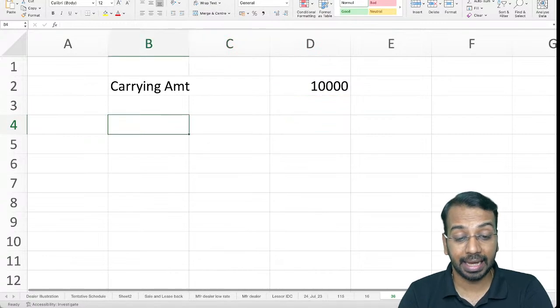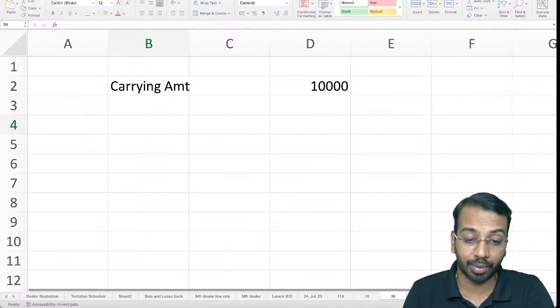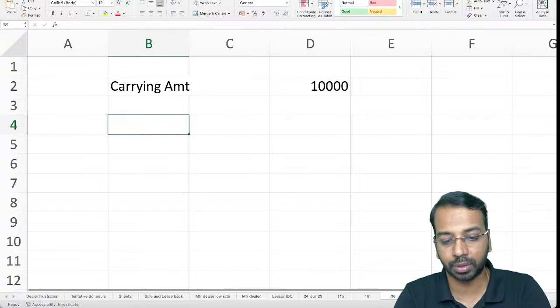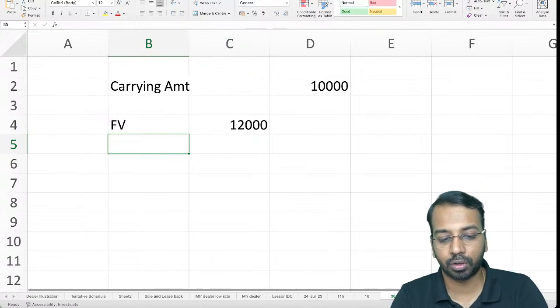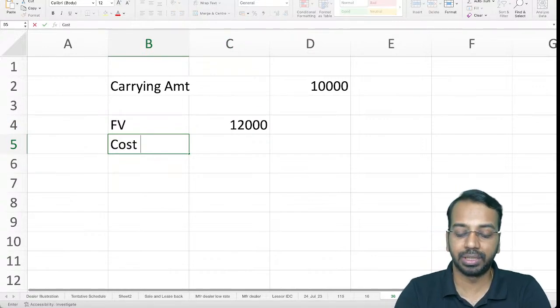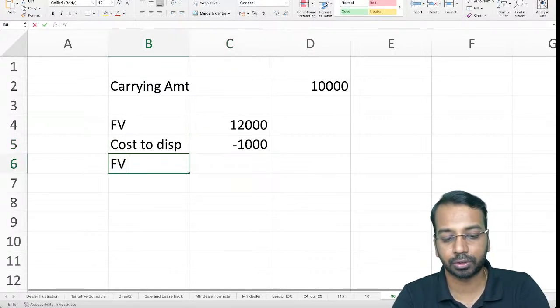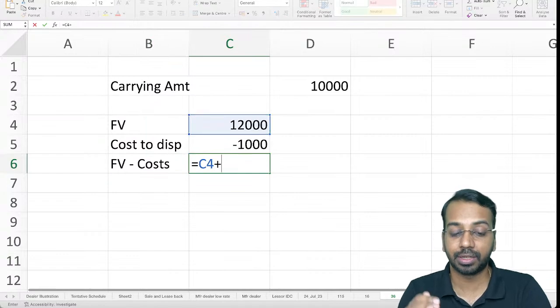Now if I have to sell this particular asset, or if I have to determine its fair value, I will get some amount. So for example, this car has a fair value of, let us say, 12,000. Today in the market, the fair value is 12,000. If I have to sell this car, I call it cost to dispose or cost to sell, I have to incur, let us say, 1,000 rupees. So fair value minus cost to sell is 11,000.